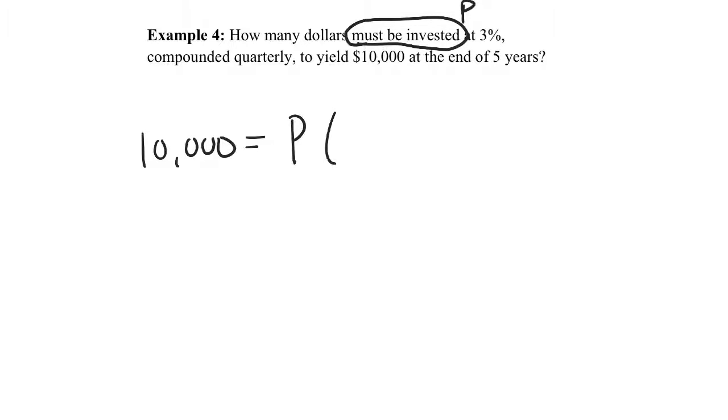We know that it's 3%, compounded quarterly. I used quarterly again. Sorry, I should have gone to like monthly. For 5 years. Okay? So this is our problem right here. It's just a plug and chug. You got to get a number for this, and then divide 10,000 by that number to get P.